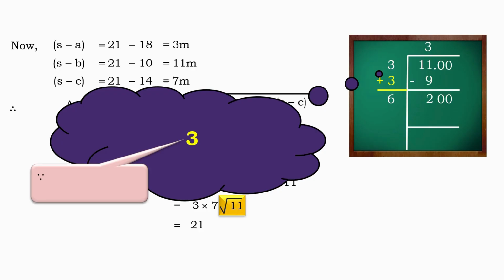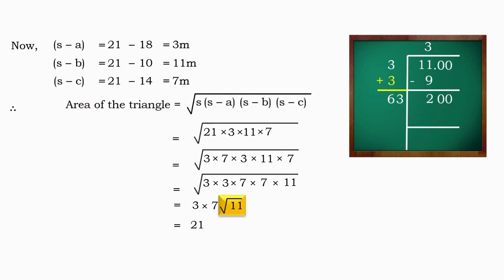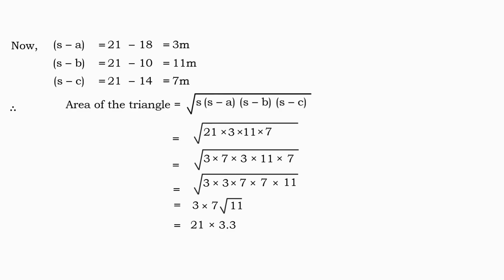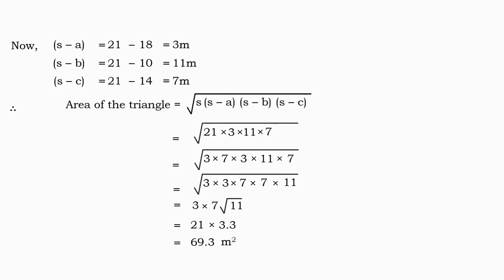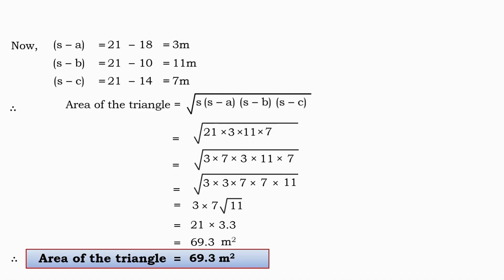So we have to consider 3 over here. We will write 3 here, and we will also write 3 after the decimal point. Why do we write the decimal point? Because we brought down zeros, so whatever we are writing now will be after the decimal point. So 189, and again we will get 11. Now we will not consider further. So finally we got 3.3. We will consider that value only. So now if we multiply, we will get 69.3 meters square. So the area of the triangle is 69.3 meters square.